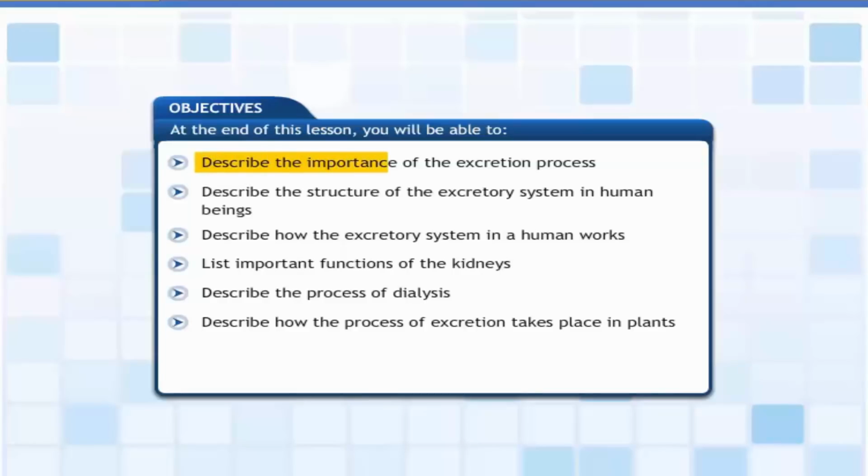describe the importance of the excretion process, describe the structure of the excretory system in human beings, describe how the excretory system in a human works, list important functions of the kidneys, describe the process of dialysis, and describe how the process of excretion takes place in plants.